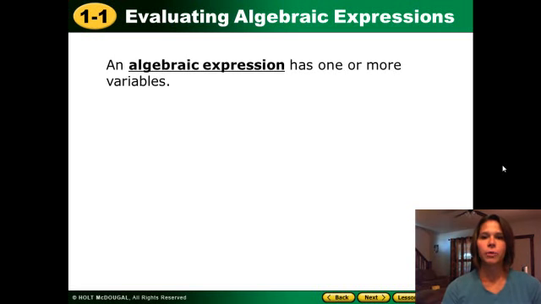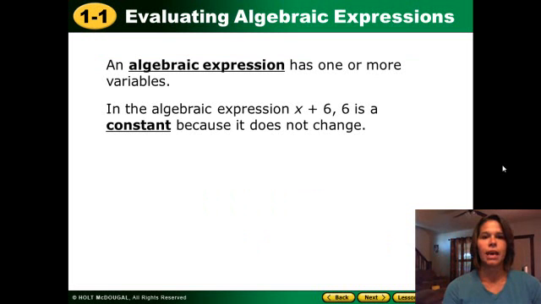An algebraic expression has one or more variables. It's also important to note right now an expression does not have an equal sign. That would be an equation. So we're just dealing with kind of one half of an equation right now as an expression. In the algebraic expression x plus 6, 6 is a constant because it does not change. You learned in kindergarten what 6 represented, and it still represents the same thing today.